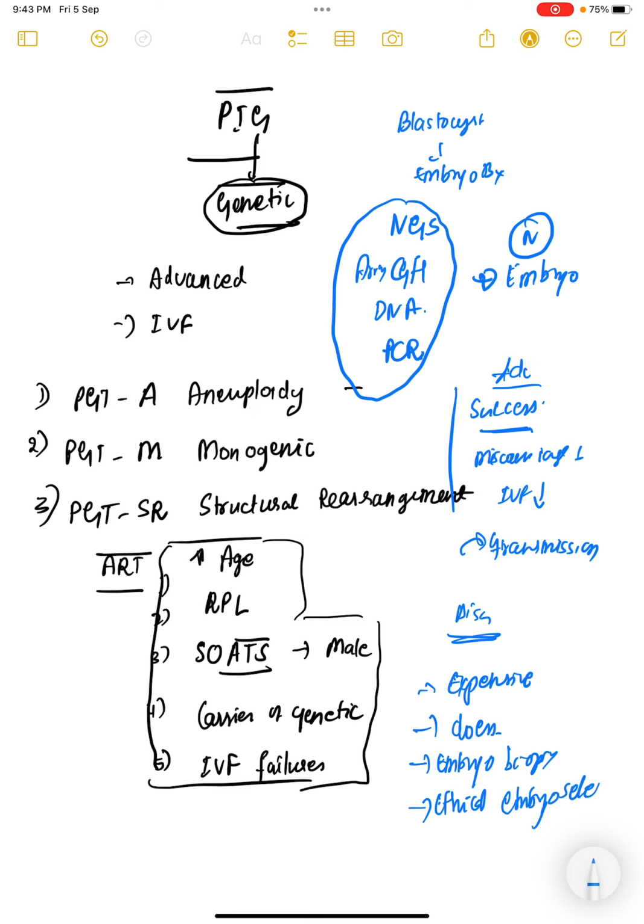So these are some points about pre-implantation genetic diagnosis.